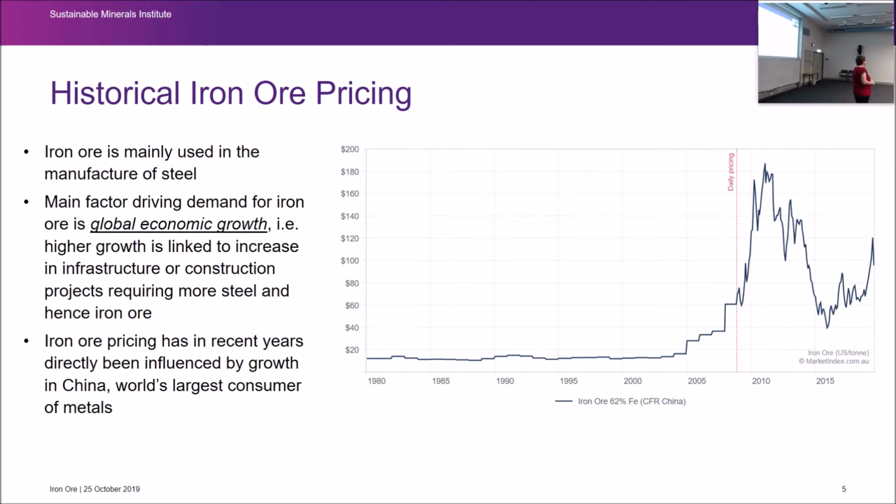It's used in infrastructure projects. So if economic growth is high, infrastructure projects tend to increase, and the use of iron ore required to produce steel as well. In recent years, the iron ore pricing has very much been driven by the economic growth in China.